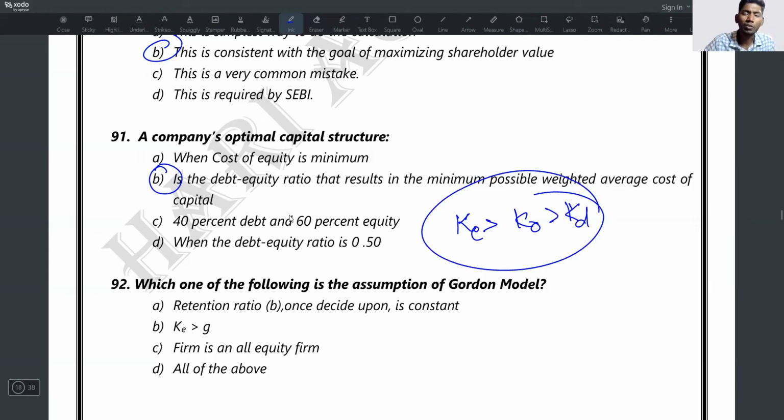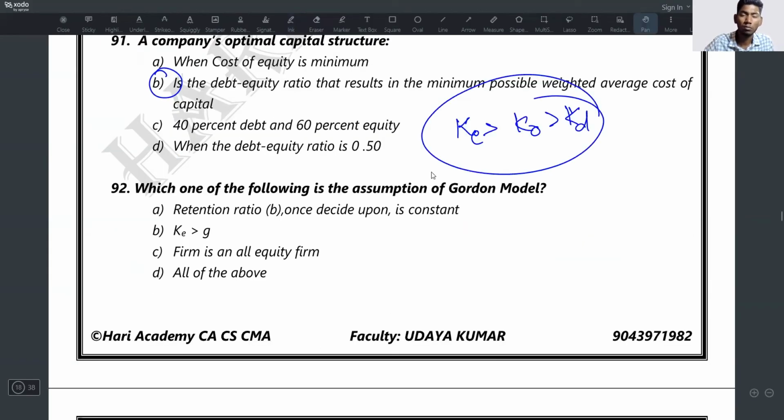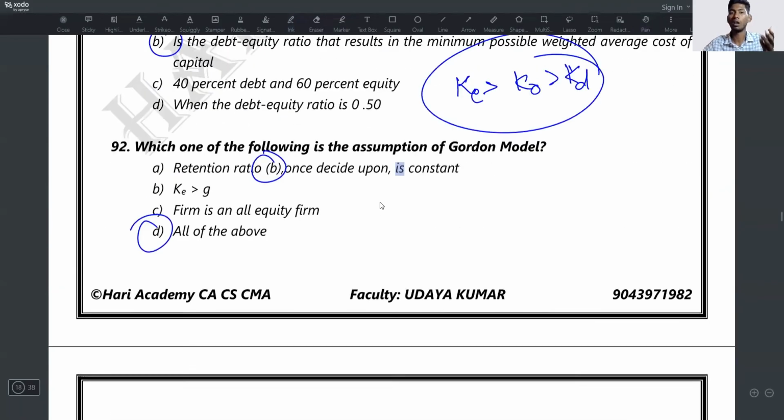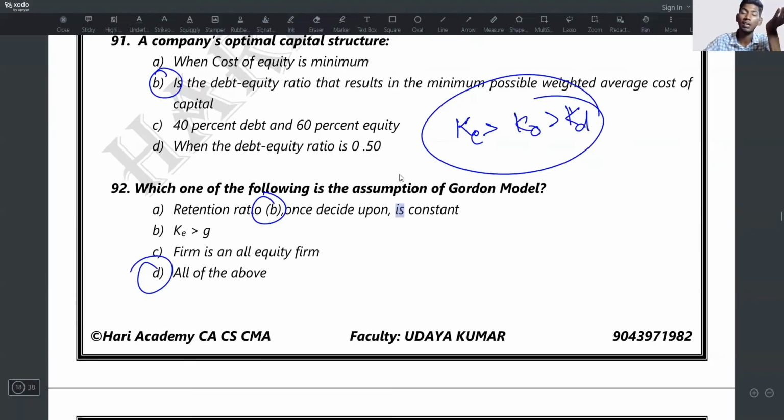So moving to question number 92, which one of the following is the assumption of Gordon's model? Option A is the retention ratio, which is considered as b in our problem, once decided upon is constant. K is greater than g. Firm is an all-equity firm. Yes, D, all of the above, is the right option. How do we arrive at the answers? Because these are all things which we have discussed in our regular classes, simply I will say.